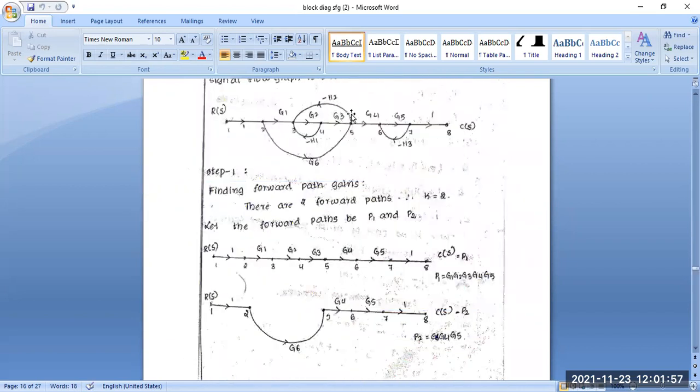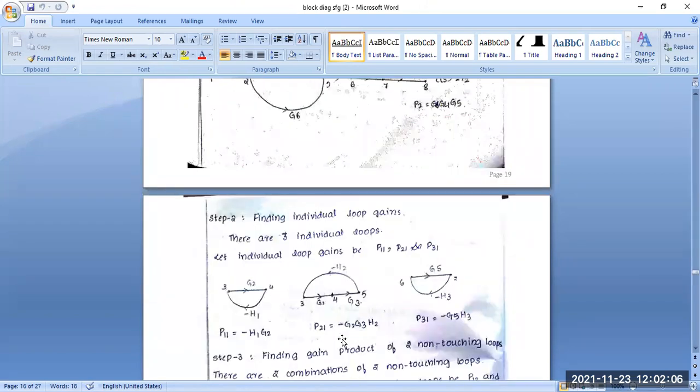Next, another loops 3 and 5. This 3 and 5 and this 3 and 5, here G2 and G3 are present and minus of H2 is present. So the equation is coming here. Here you can see this is G2 and G3 and this is basically H2, which is minus of H2. This is P21, that is equal to minus G2, G3, H2. Okay, this is simple calculations.